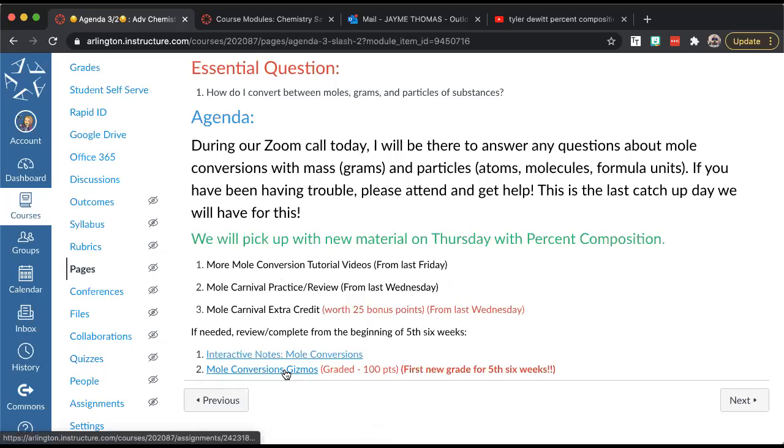But after you have done the lesson, and viewed the tutorial videos if you needed them, what you need to do for your grade right now is the mole conversion gizmos. If you've already gone through the lesson in the notes, you've done the gizmos, and you feel pretty confident, you don't need to do the tutorial videos. The only thing left would be the extra credit if you want to do it. If you don't want to, but you're done with the mole conversion gizmos and you feel like you did pretty well on them because you understand this, then you're done. You don't have anything extra for today.